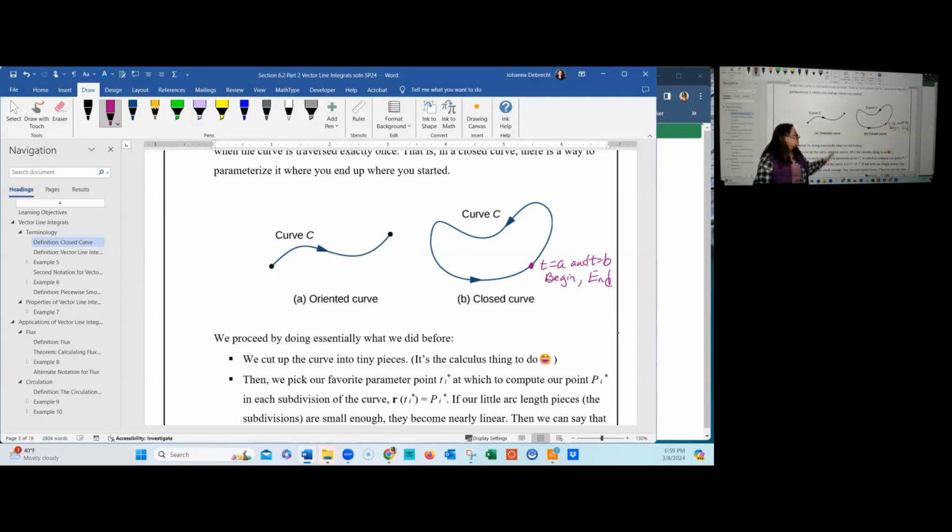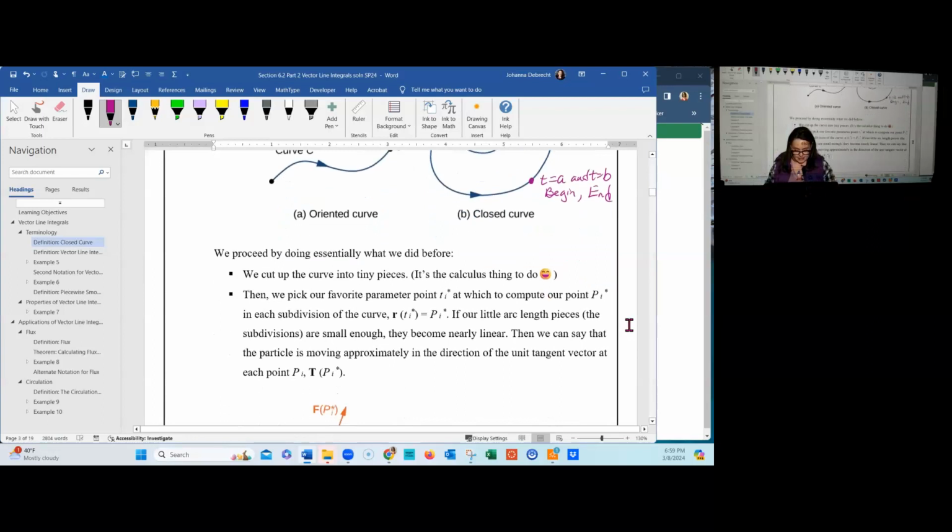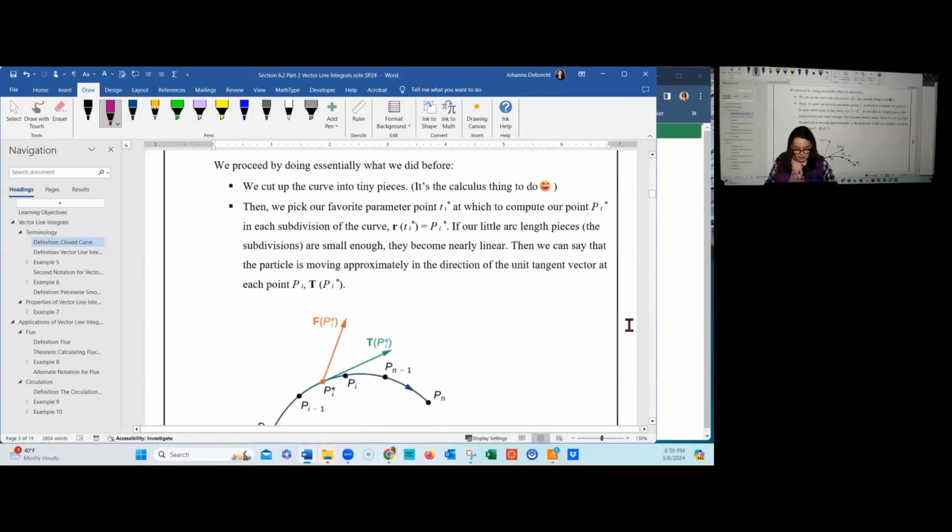So how are we going to deal with these curves, whether it's an oriented curve that's not closed or an oriented curve that is closed? We're going to do essentially what we've done in the past. The calculus thing is to cut the curve up into tiny little pieces. So if you see the curve down here, you can see that it has been cut up so that you go from point 1 to point 2 to point 3 to point 4 along the curve. This subdivides it into subsegments of the curve.